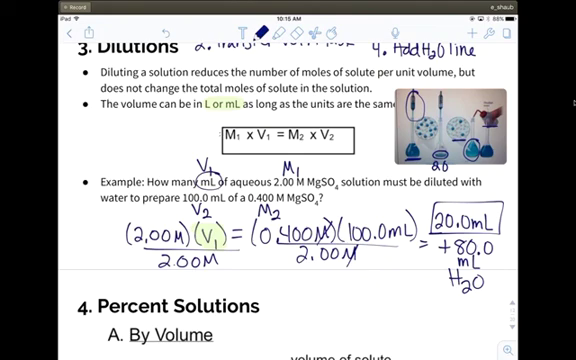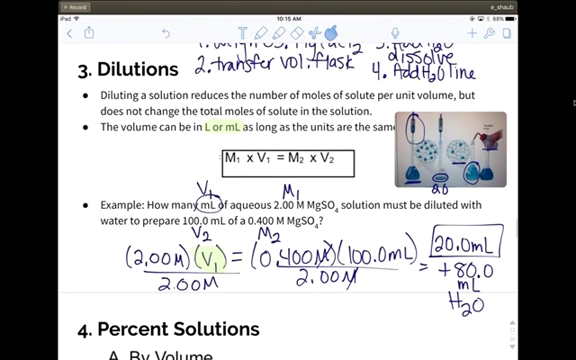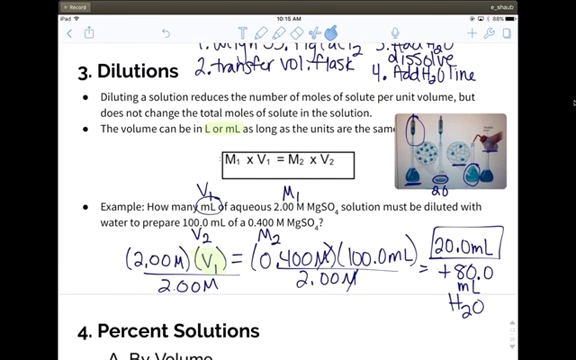For dilution problems, just make sure that you are being careful with the wording, because sometimes it may say how many milliliters must be added or added to 100 milliliters. We'll talk about that in conferences and I'll walk through that. But just make sure that you really watch the verbiage of that.